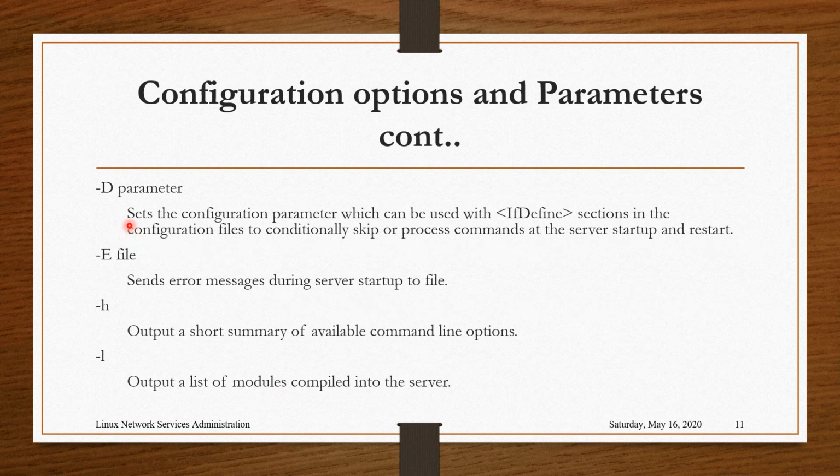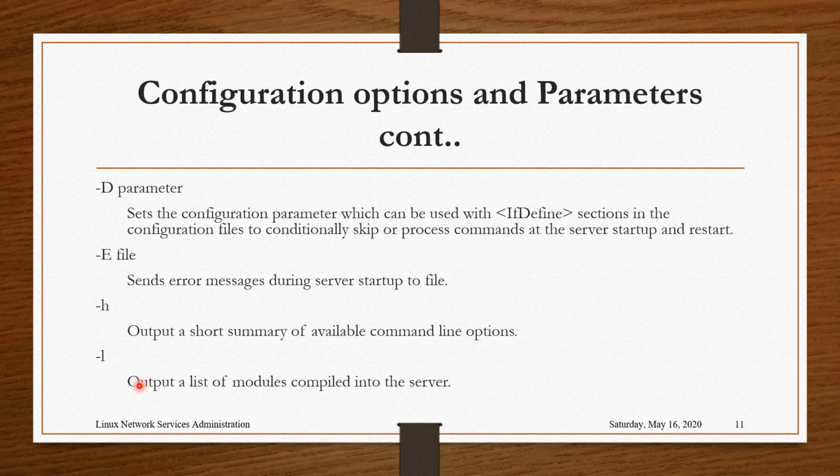Now -D or option D parameter. It sets the configuration parameter which can be used with the IfDefine section in the configuration files to conditionally skip or process commands at the server startup and restart. Option -E file, what it does is that it will send the error messages during server startup to file. And the option -h, it will output a short summary of available command line options.